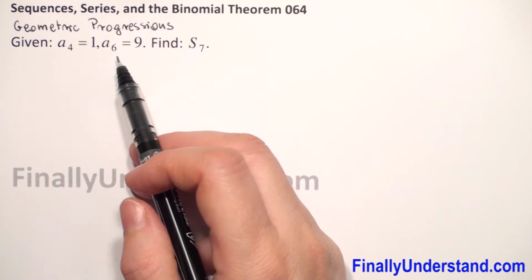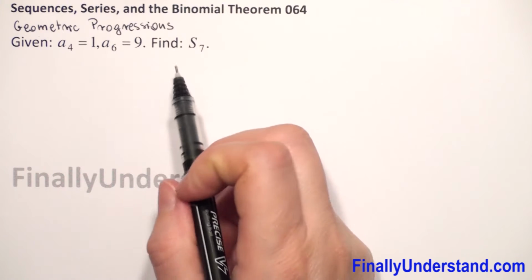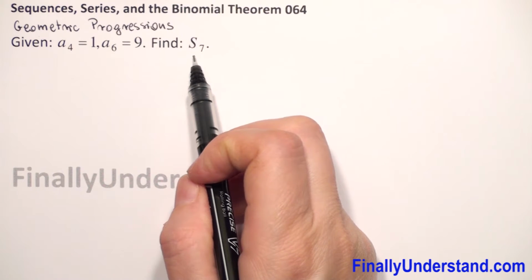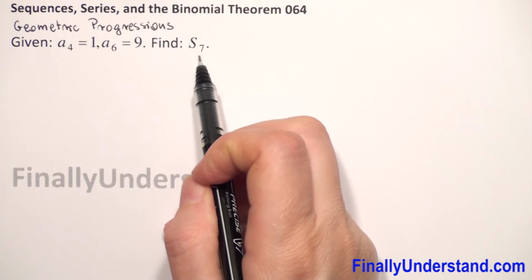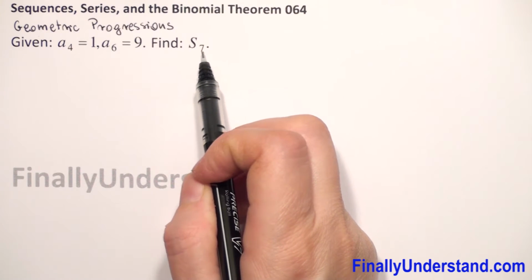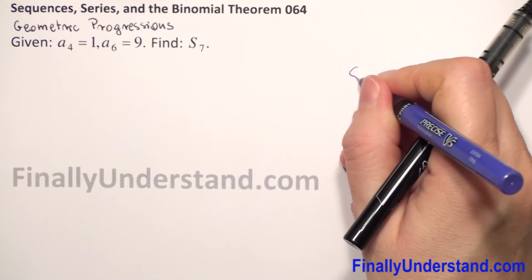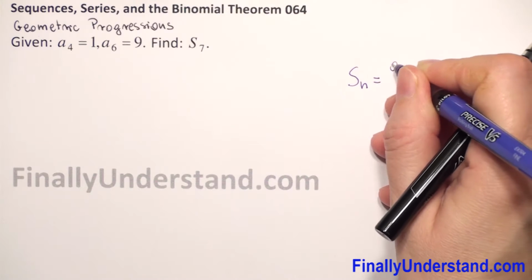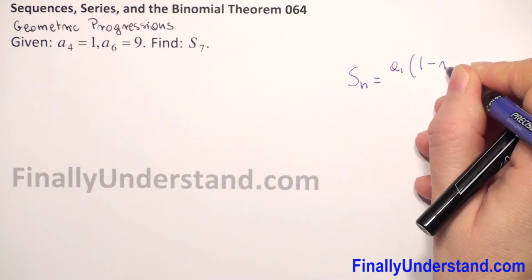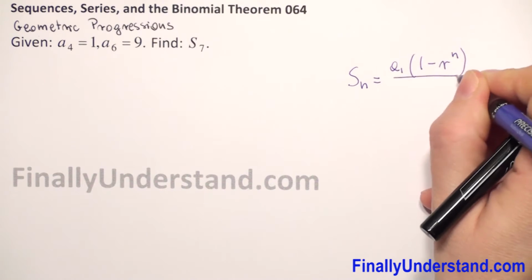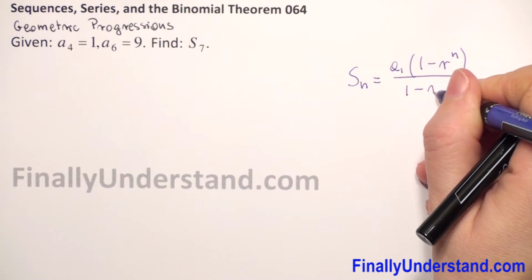We have given the fourth term and the sixth term of a geometric progression, and we need to find the sum of the first 7 terms of the geometric progression. So to find the sum of a geometric progression, we will use the formula that Sn is equal to a1 times (1 minus r to power n) over 1 minus r.